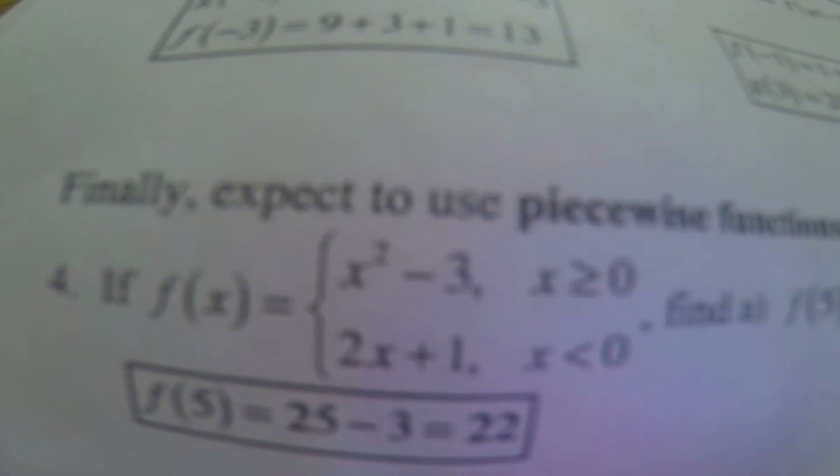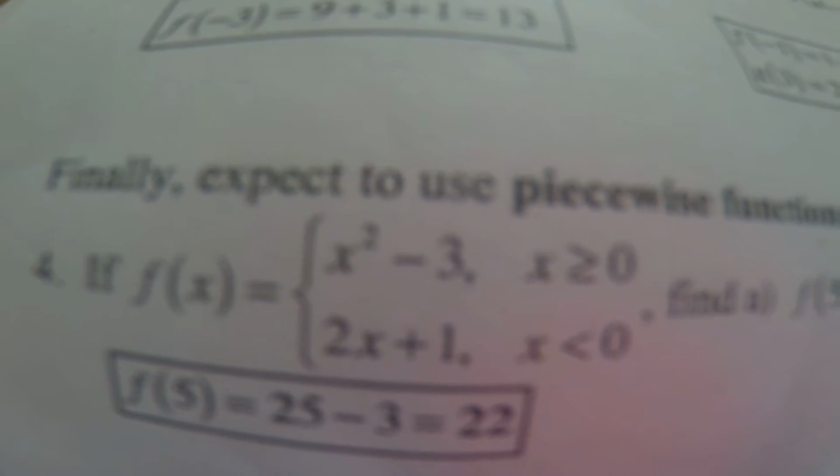Okay. The last one, f of f of 1. We go again to the statement and say, okay, f of 1, is that greater than or equal to 0, or is it less than 0? It's clearly greater than or equal to. 1 squared is 1, 1 minus 3 is negative 2. So notice here how they said f of 1 is negative 2. Then you look at negative 2. Is negative 2 greater than or equal to 0, or is it less? It's less, so 2 times negative 2 is negative 4, plus 1 is negative 3.